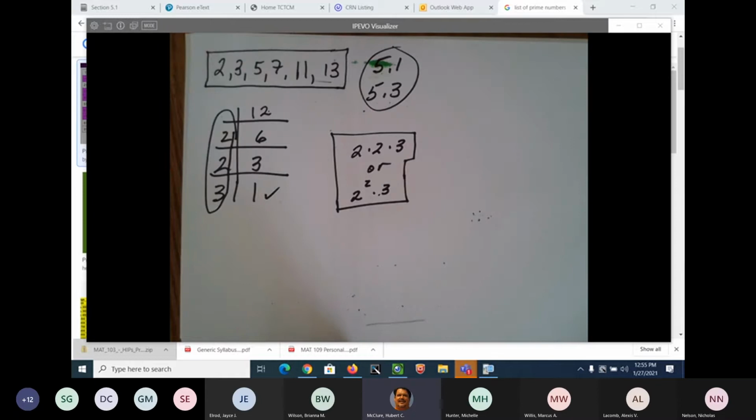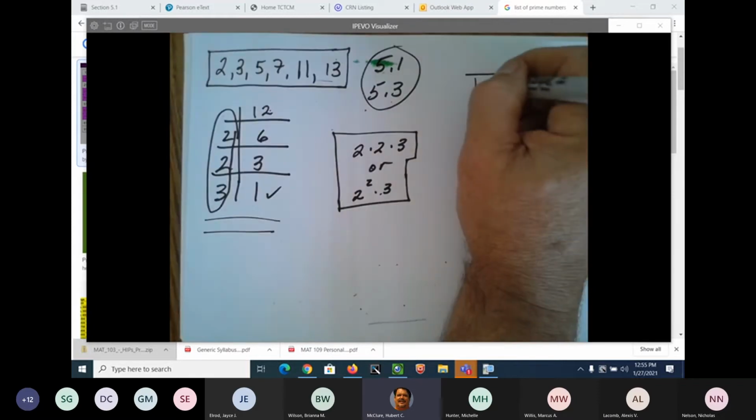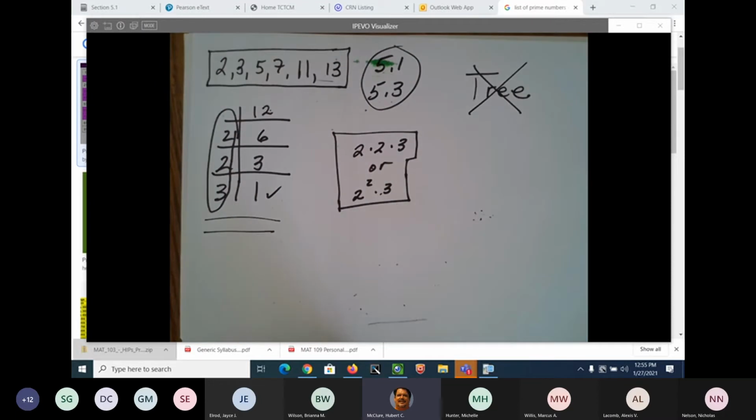Now, let me go ahead and tell you, I use the chart here to do prime factorization. I don't use trees, because when you get to the least common multiple and the greatest common divisor, you can't do the tree diagram with the greatest common divisor and the least common multiple. So I don't teach the tree diagram. I teach this.